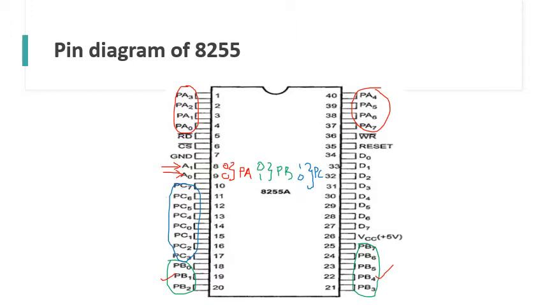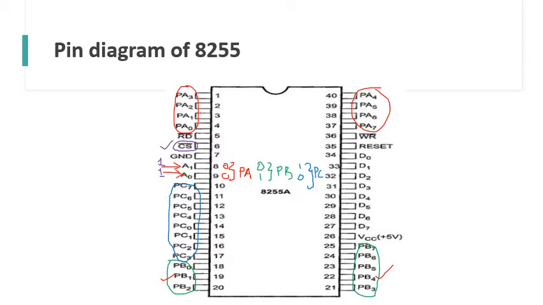If 1, 1 is being applied, then the control port is being selected. That is, this control port is being selected.